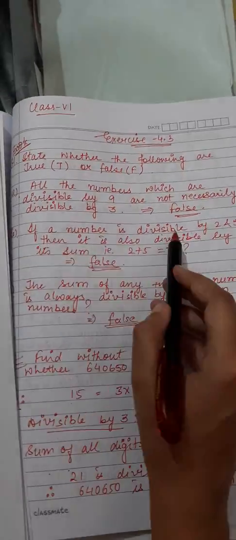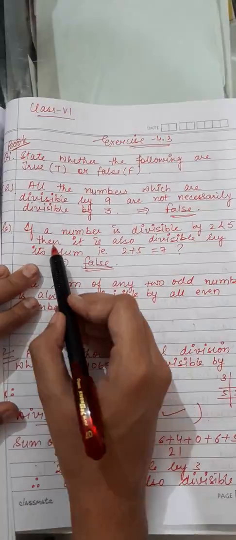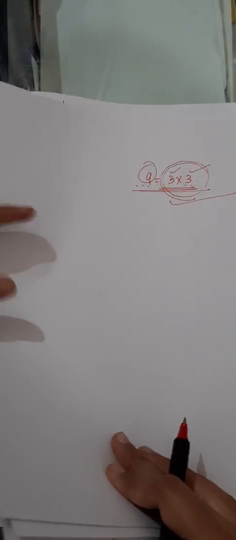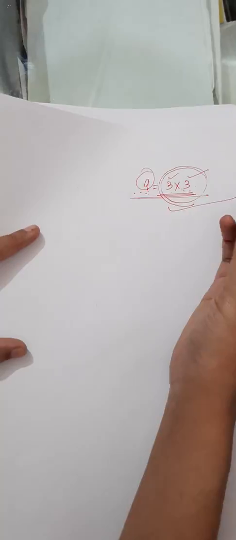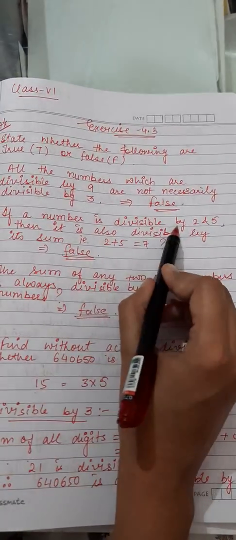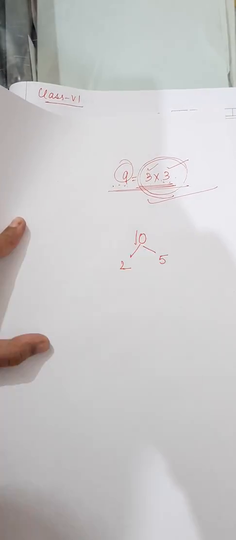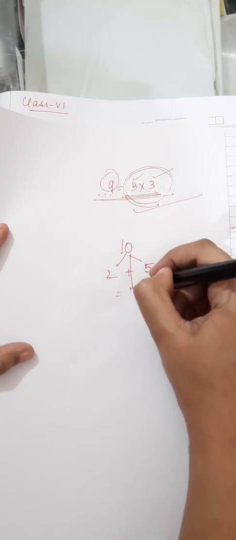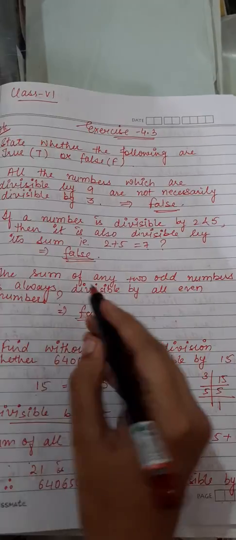Next, if a number is divisible by 2 and 5, then it is also divisible by its sum, which is 7. They are saying a number is divisible by 2 and 5. Let us take 10, because this number is going on the table of 2 also, and on the table of 5 also. If I am going to add them, 5 plus 2 will give you 7. Now is this 10 going on the table of 7? No. So that means it is false.